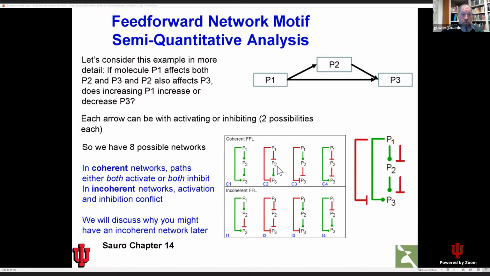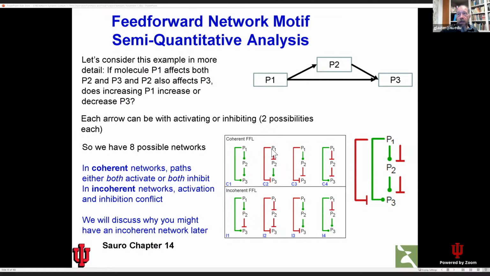The second one maybe is a little bit less obvious. Here I have an inhibitory regulatory arrow. So the more P1 I get, the less P3 I get directly. Increasing P1 decreases P3. Why is it coherent? Here, increasing P1 decreases P2, and increasing P2 increases P3. So if I increase P1, I decrease P2, which means I increase P3 less, which means I decrease P3.